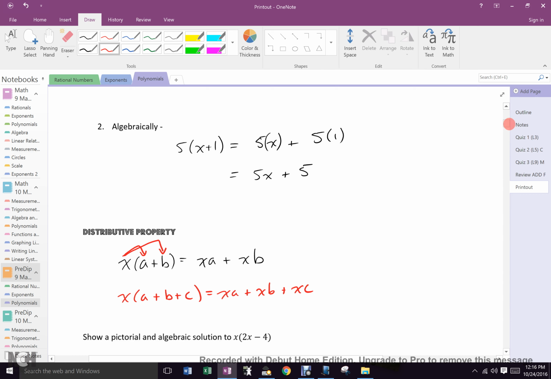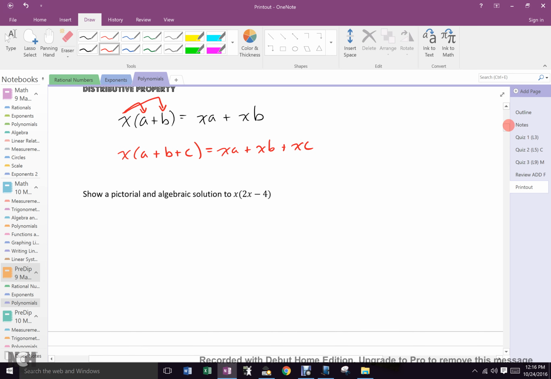Good. Now, that's the easiest version. So all of you should be able to do this as well, right? Yeah. Show me a picture and algebra. Go.